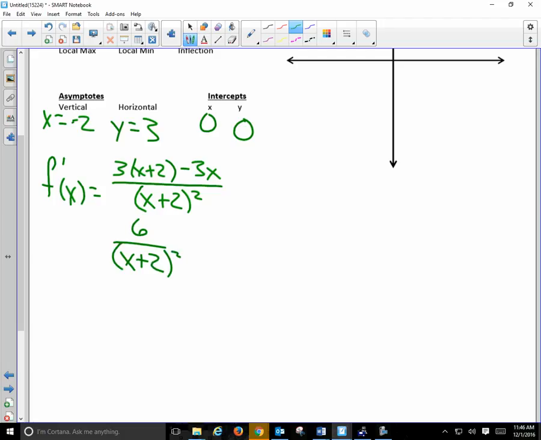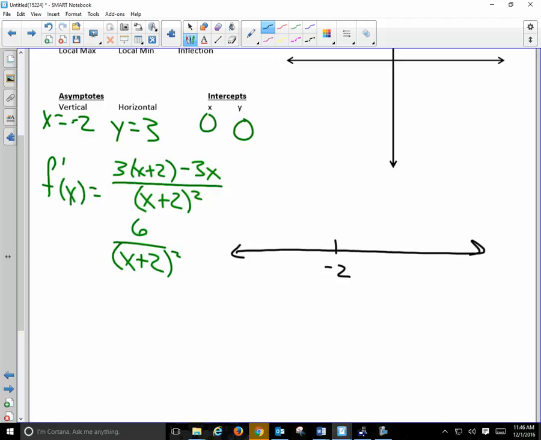Now, I'm wondering, is that ever equal to 0? Is the top ever equal to 0? No. So this is never equal to 0. But I shouldn't just include where it's equal to 0. I should also include where the derivative does not exist. At what point does the derivative not exist? Negative 2.